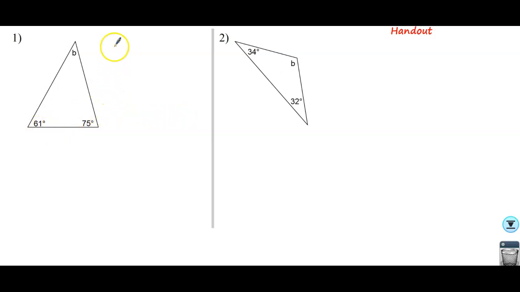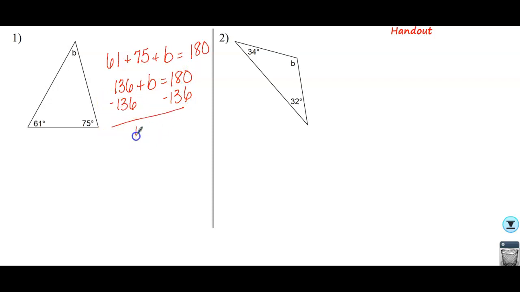What you will do in each case is set it up like this: 61 plus 75 plus b, the one we don't know, have to add up to equal 180. And then you will add those two together. That will give you 136 plus b equals 180. And then you subtract 136 from both sides, and you arrive at b is 44 degrees. Okay.